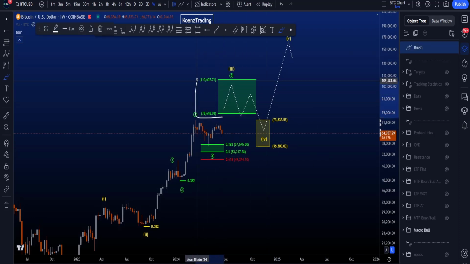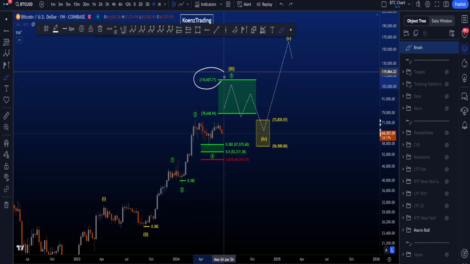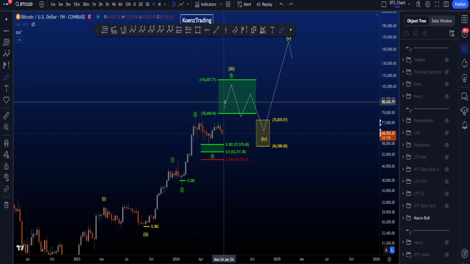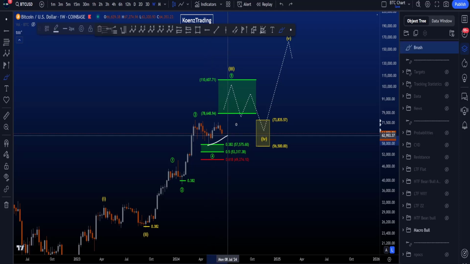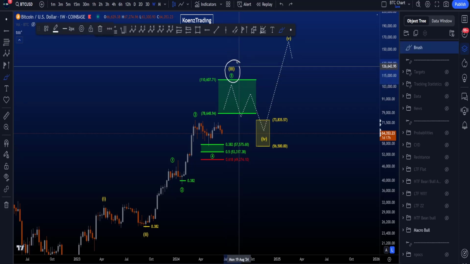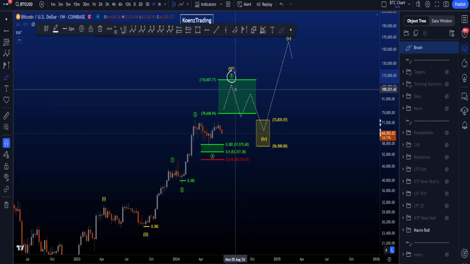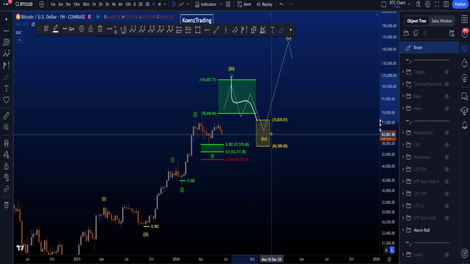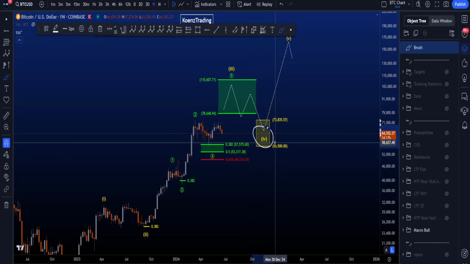The target area for this wave 5 is between 78.6k and 110.6k, which of course is a very big area, but based on the lower time frame structures we will be able to eventually get more specific. After this wave 3 in yellow and therefore this wave 5, we look for a 3-wave corrective structure to the downside in a wave 4.